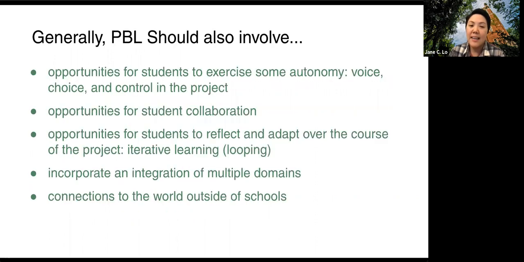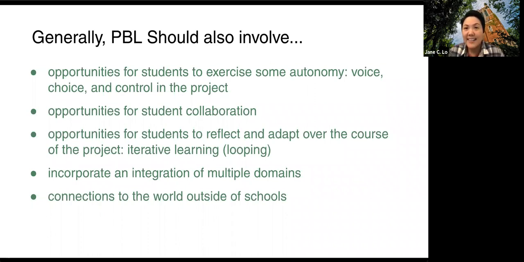And so those are sort of the major tenets of what we mean when we talk about this high quality PBL. And then generally speaking, PBL also should involve these things. So what that means is they should let kids exercise some autonomy, voice, and choice. So kind of like what I was saying, letting them choose what project they want to work on and how they do it. Opportunities for kids to work together. As we know, that's a really important skill, more and more so these days, and that learning how to work with one another. So that's an important part of projects.